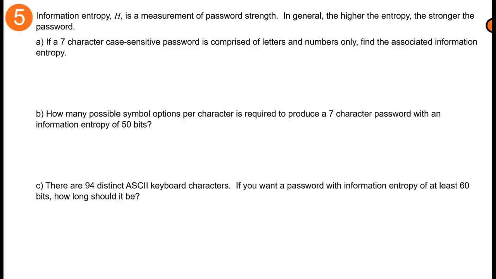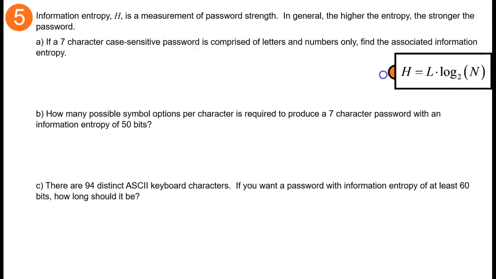So we have another logarithmic model here that we're going to use, and this one is given to us in the notes. It says entropy H equals some value L times the log base 2 of n. And let's talk about what each of those values mean. So in this model, n is the number of possible symbols for each character in the password. Well, let's talk about that for a second. If a 7-character case-sensitive password is comprised of letters and numbers only, find the associated information entropy. Well, let's take a look at what n will be.